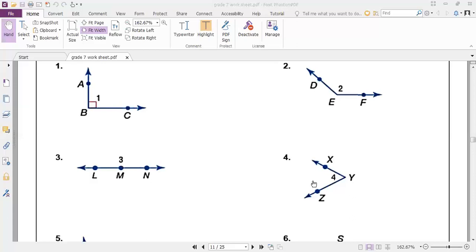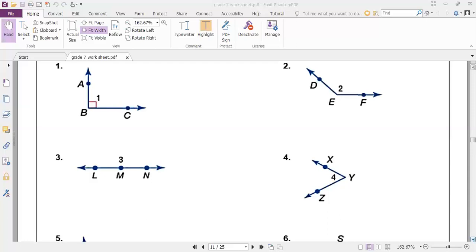If we look at shape number 4, this angle is XYZ or ZYX, and this angle is called angle 4, or angle Y alone. You can read it by any of these methods. Okay, Saleh? This angle is less than 90. Because this angle is less than 90, I can call it an acute angle. So this angle is called an acute angle.